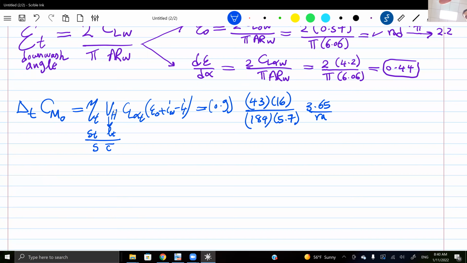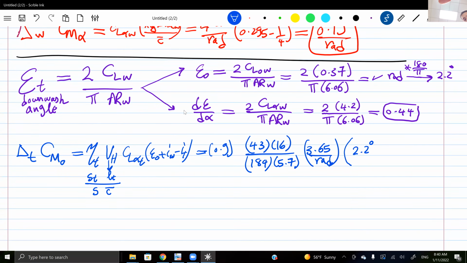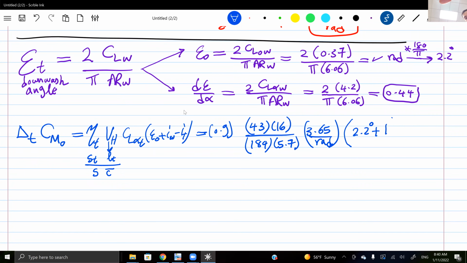And this is per radians, trying to move the units with me, times a collection of these angles. Epsilon naught was 2.2 degrees. I wing was 1 degree. I tail was -1 degree, I guess.